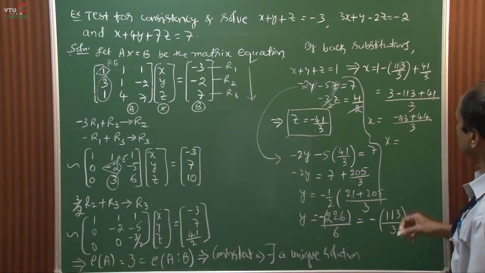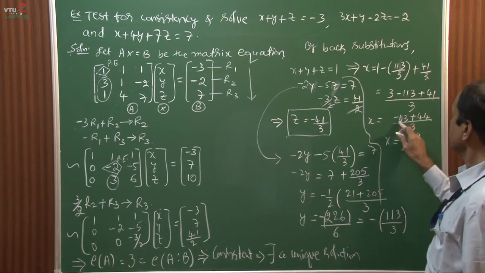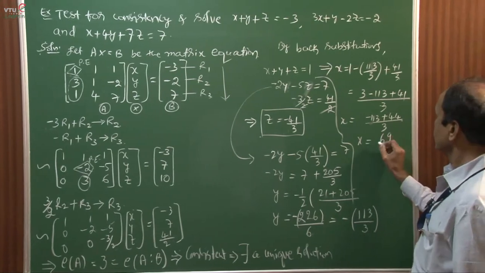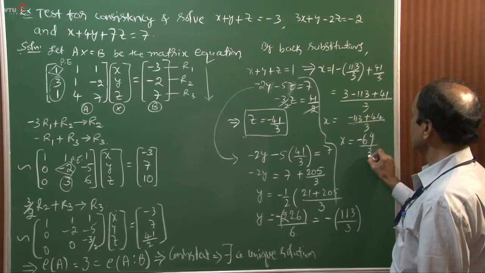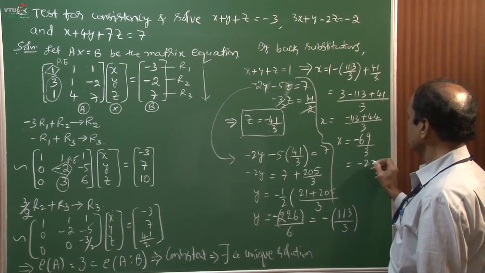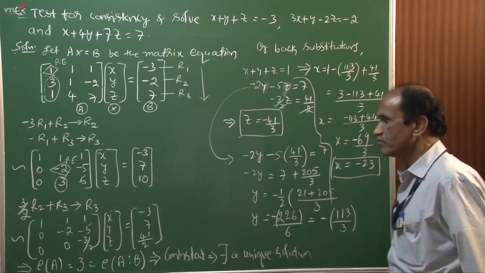So x equal to 9 and 6, that is minus 69 divided by 3. That should be 3 2s are 6 and 3 3s are 9, 23. So, x is equal to minus 23.